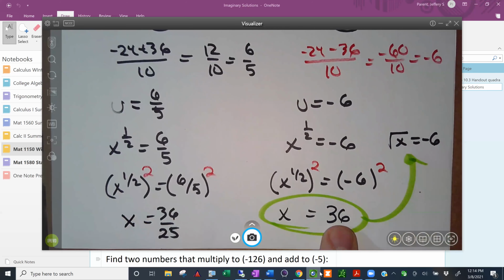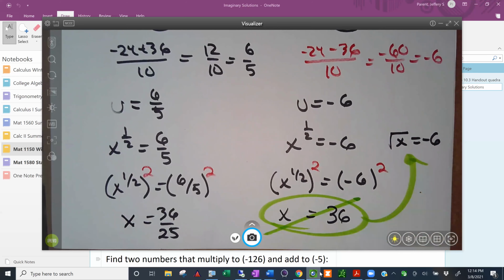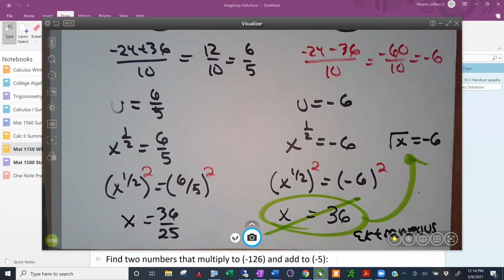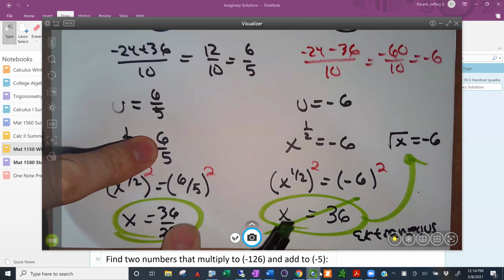If I plug in 36 here, does that work? Does the square root of 36 equal -6? No. So this one is an extraneous solution. It doesn't work for the original problem. This one actually does check. If you take the square root of 36/25, a square root of 36 is 6, square root of 25 is 5. That one works.